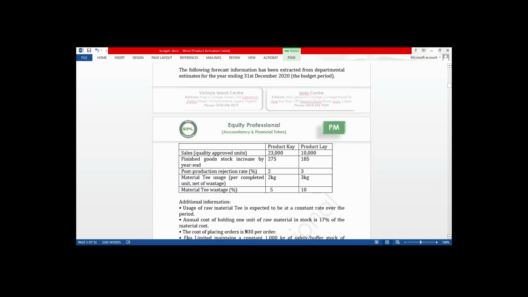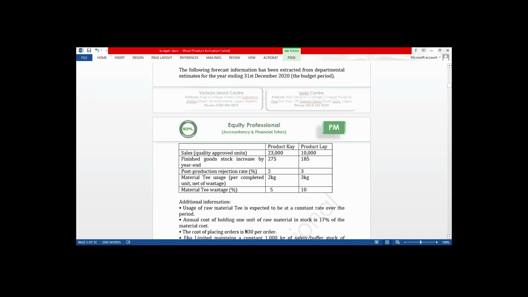We have products K and products Lay. Sales quality approved units. Then finished goods stock to increase by this at the end of the year. Post-production rejection rates: after production, we expect 2% of products K to be bad and 3% of products Lay to be bad.